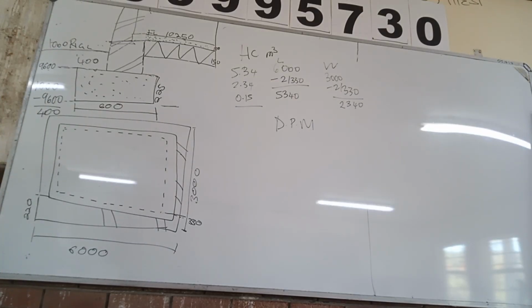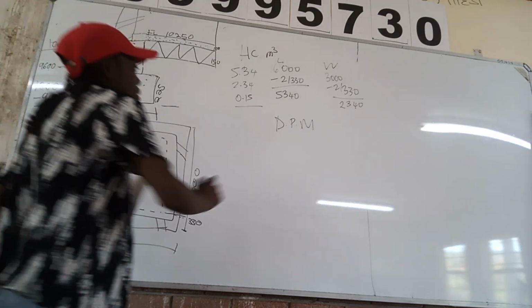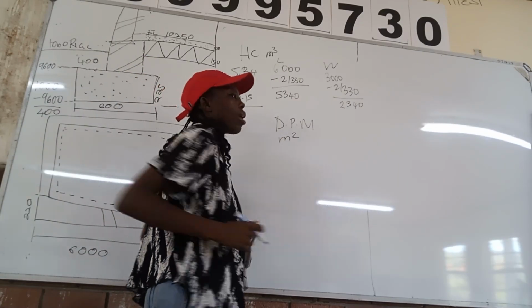What is the damp-proof membrane, or DPC? It is the plastic layer, black or white, laid on top of the hardcore before the surface bed concrete is cast. Our DPC is measured in square meters. Our DPC has no height.